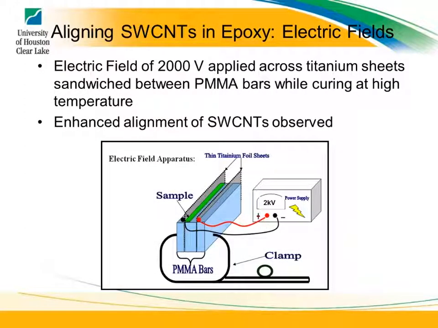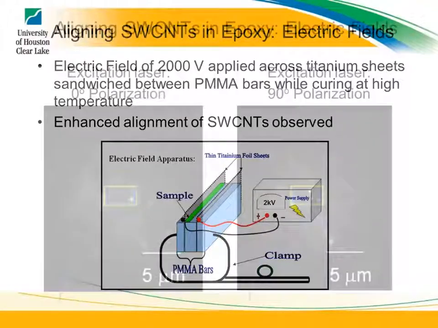The other way we looked at it was using electric field. There's still more work we need to do on this, but we did see some evidence of alignment. I'll show you that in a second. 2,000 volts were applied across a 2x8 foil sheet, and they were sandwiched between 3 PMMA bars. And then we poured our solution right in between. We wanted to see if they would line up along the electric field lines. And we did see some.